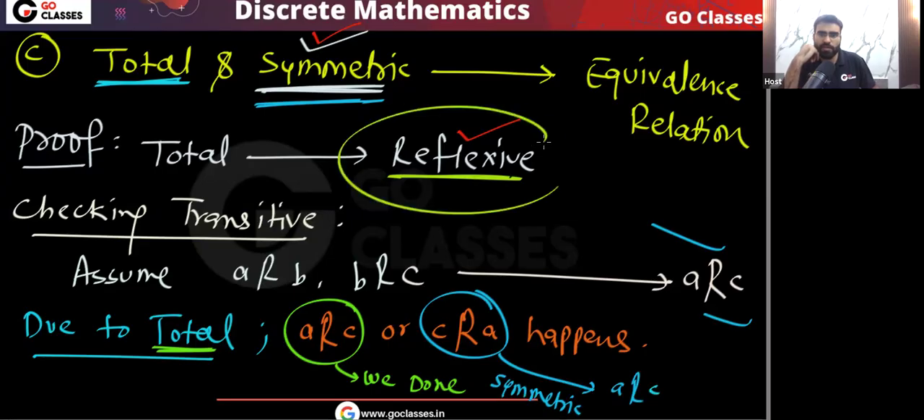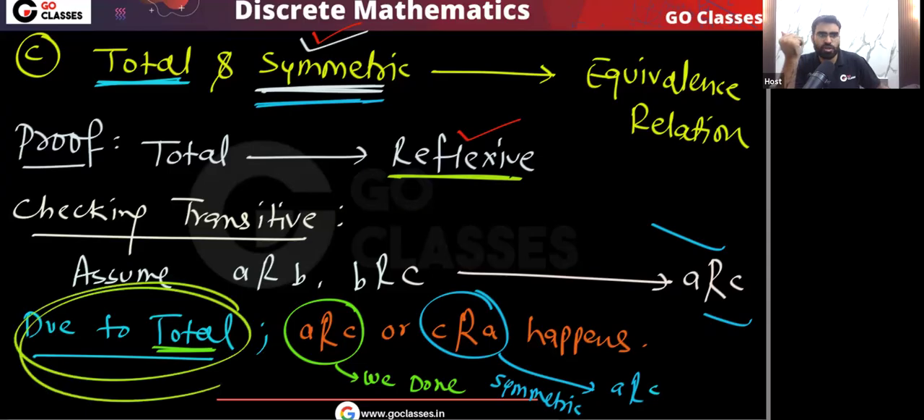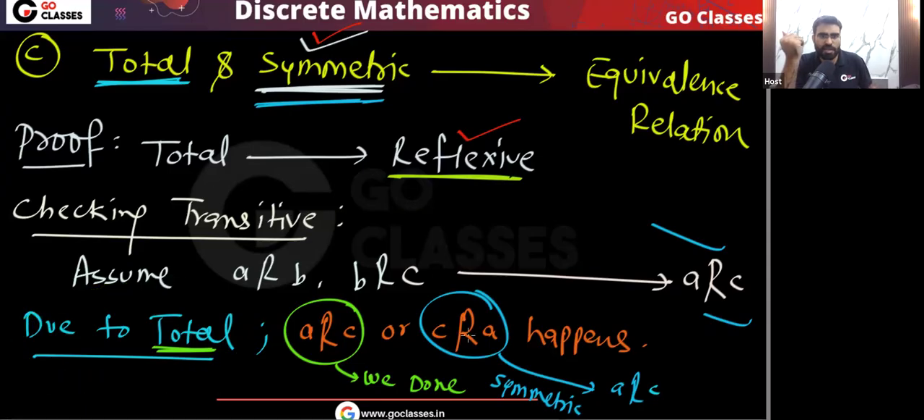Remember, total implies reflexive. If your relation is total, it is also reflexive. Now let's check for transitive. Assume that A is related to B, related to C. Can you guarantee A will be related to C? Yes, we can, because if this relation is total, then either ARC or CRA will happen. If ARC happens, then we are done. If CRA happens, then because of symmetry, I can say ARC will happen. So yes, option C is also true.